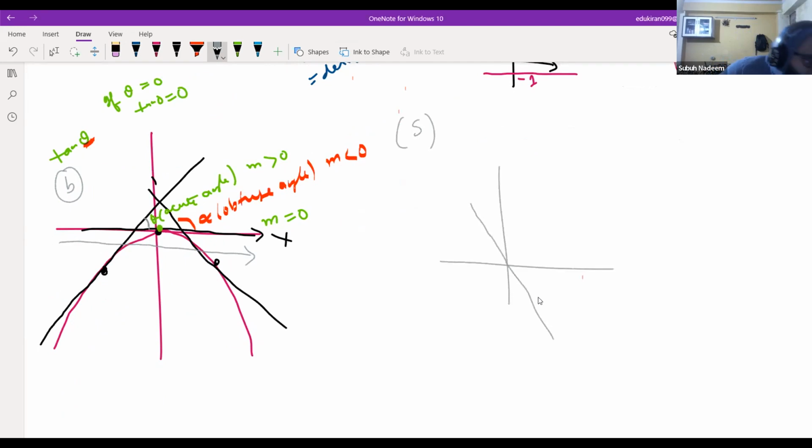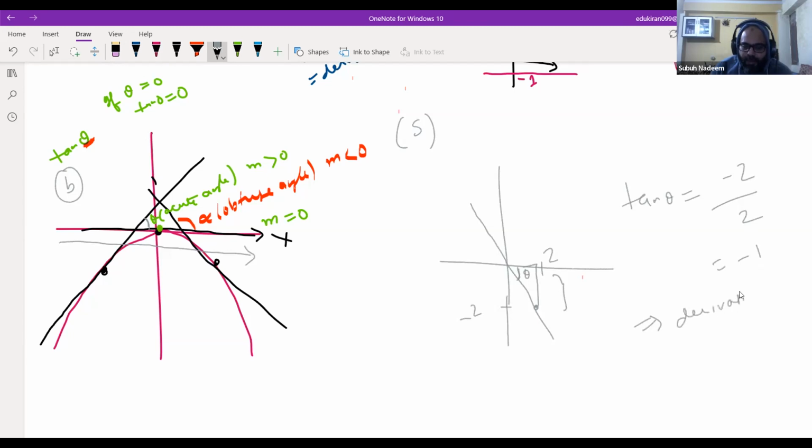What you observe is, just take any one point, this is two, this is minus two. So we drop it, this is theta. So the perpendicular is minus two, by the base, which is two, which is minus one. So the derivative is actually constant, which is minus one. So the graph will be parallel to the x-axis, cutting it at minus one. It is constant.